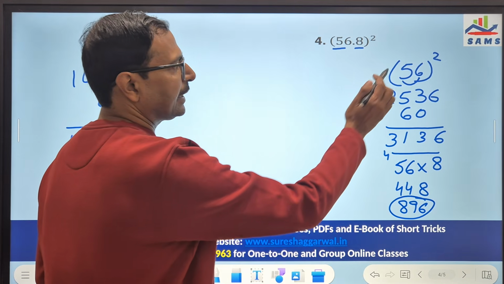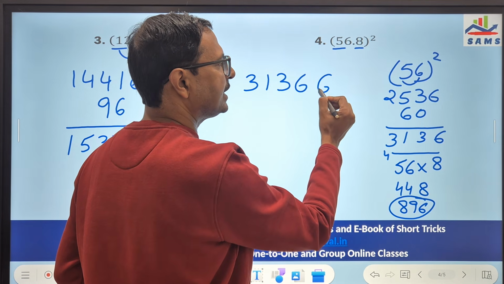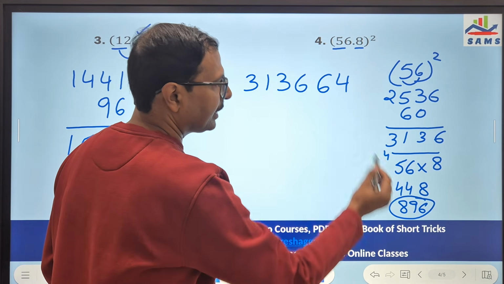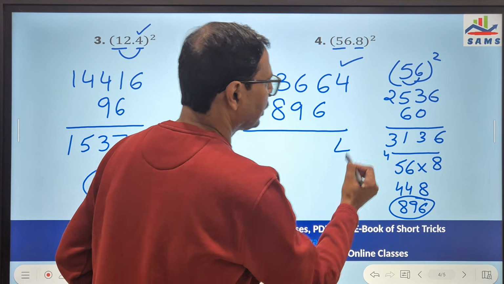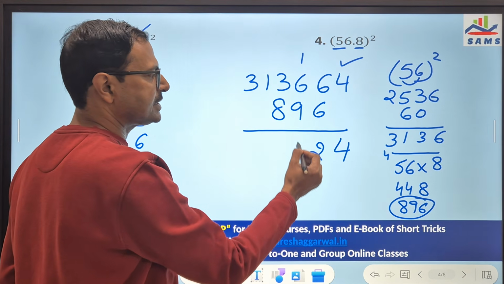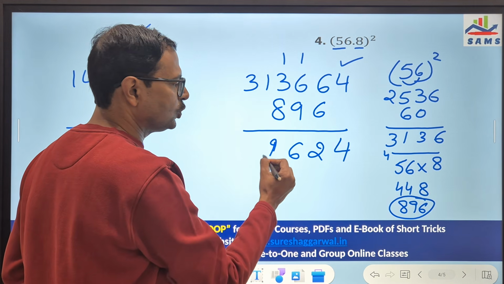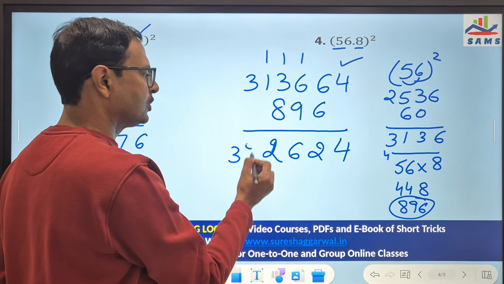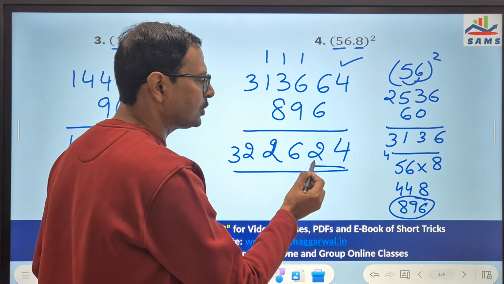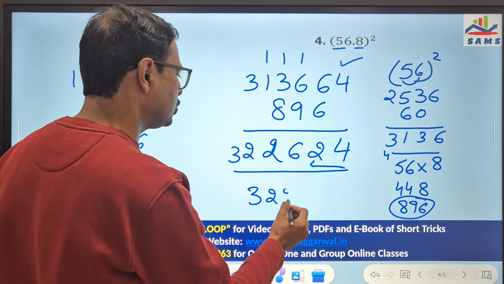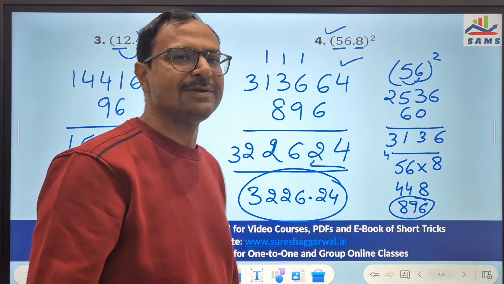Now we require this number 896 also. So let's first write the square. 3136. And then 8 square, that is 64, and this number 896, leave one digit and write 896 here. So 4, 12, 2, 1 carry, 16, 6, 1 carry, 14, this is 8 plus 3, 11 plus 1, 12. So 2 and a 1 carry, and then 32. So we have 322624, which is the square of 568. Put a decimal 2 digits from the right hand side. 3226.24 is the square of this decimal number 56.8.